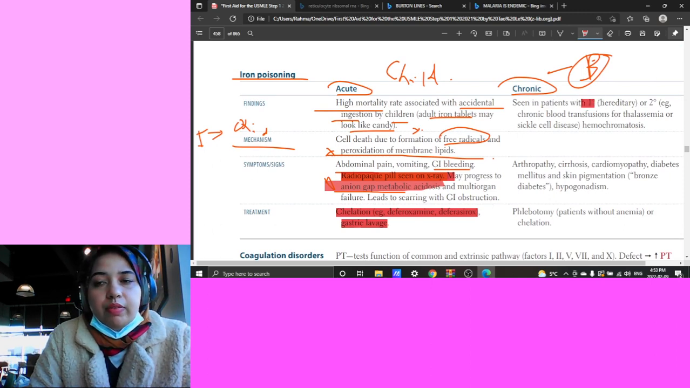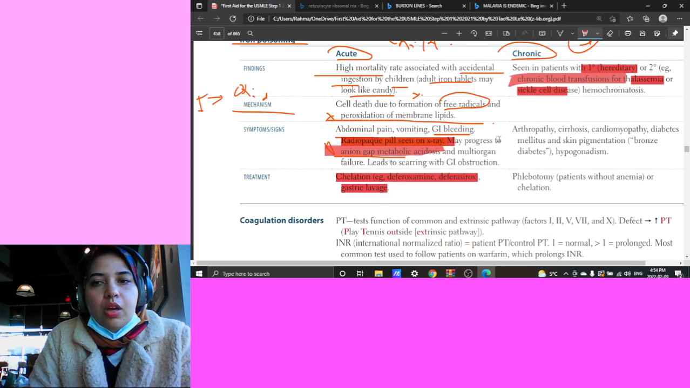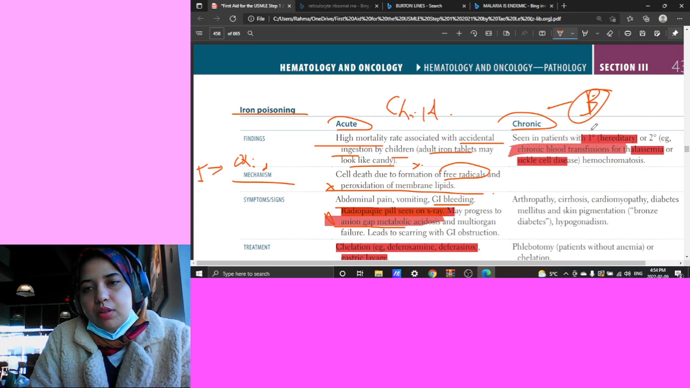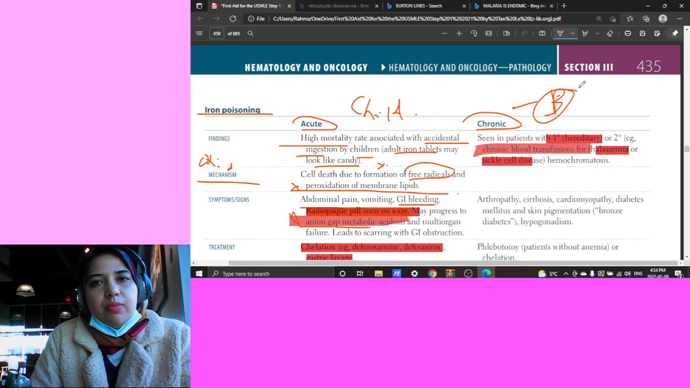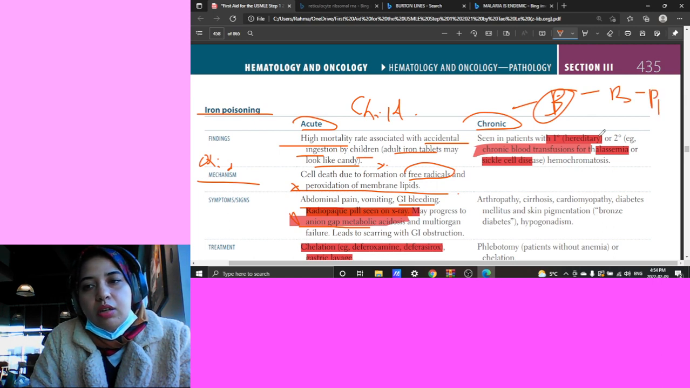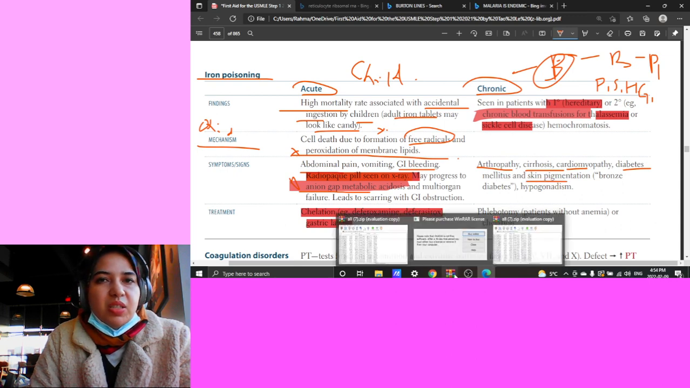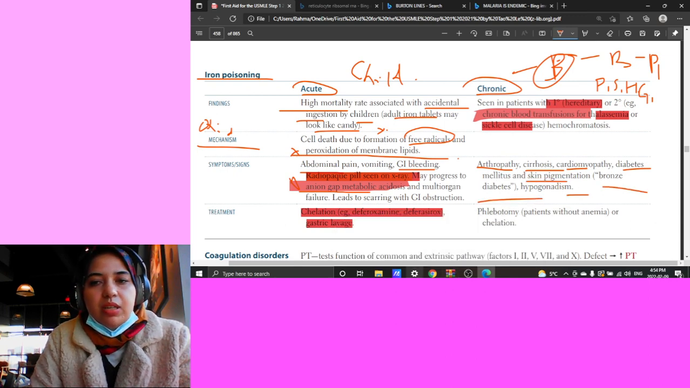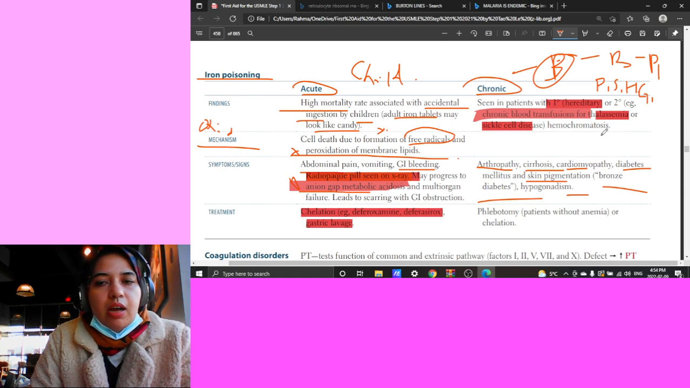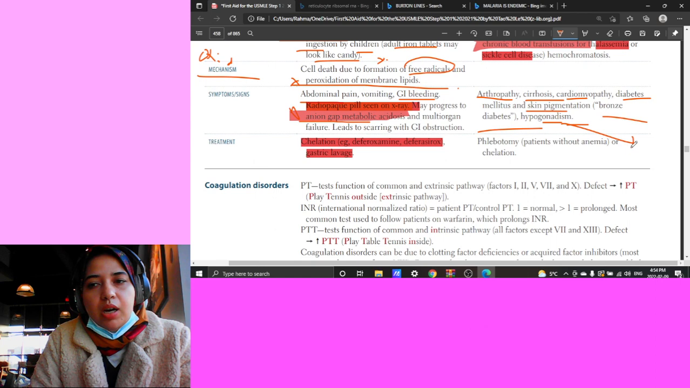Chronic is seen in patients who either have hereditary hemochromatosis, or secondary, due to chronic blood transfusions such as thalassemia and sickle cell. This is where you have iron buildup all over the body. So you want to see symptoms all over, in the brain, in the pituitary, in the pancreas, in the skin, in the heart, in the GI tract, everywhere. It's going to precipitate, and you're going to have symptoms in the bones, arthropathy, in the liver, cirrhosis, in the heart, cardiomyopathy, in the pancreas, diabetes, in the skin, skin pigmentation, you're going to have bronze diabetes, and in the gonads, or the testes, you're going to have hypogonadism. Or that can be directly due to pituitary affection. Treatment is phlebotomy.